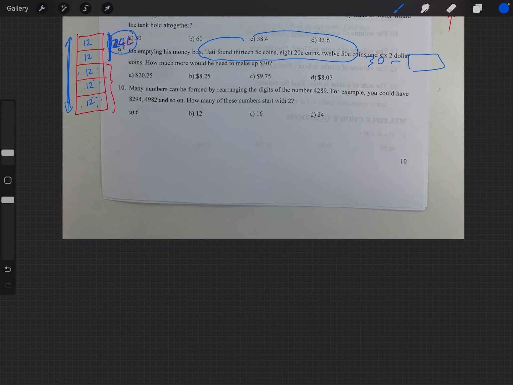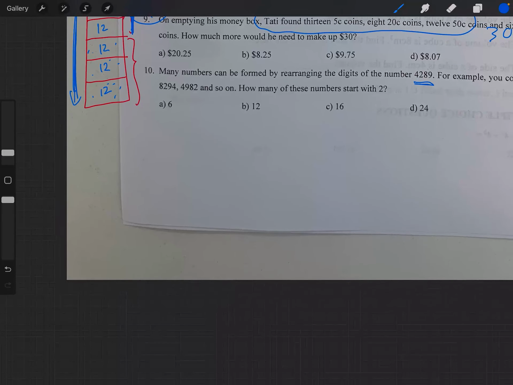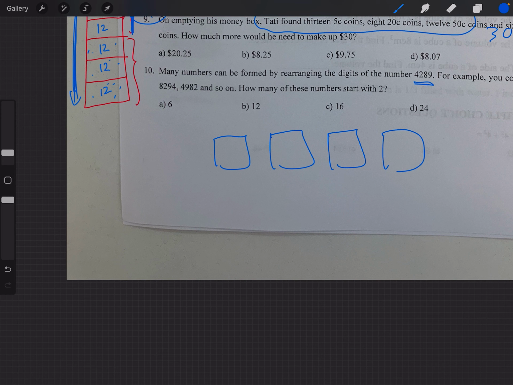Question 10. How many numbers can be formed by rearranging the digits of 4? Okay. So how many ways can we rearrange these 4 numbers? So, first of all, how many numbers can be the first one? You could have 4, you could have 2, you could have 8, you could have 9. Once you use one number, how many numbers left are there to use? So this will be 2, 8, 9.